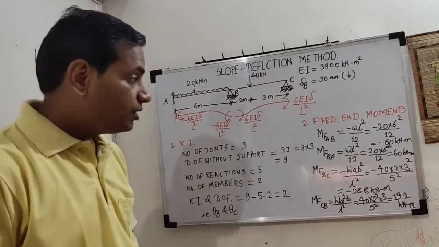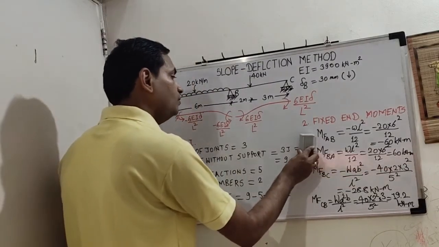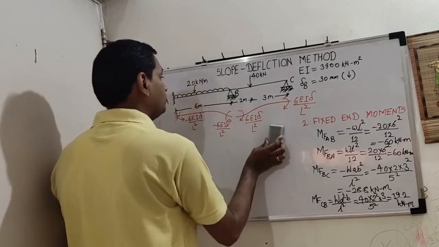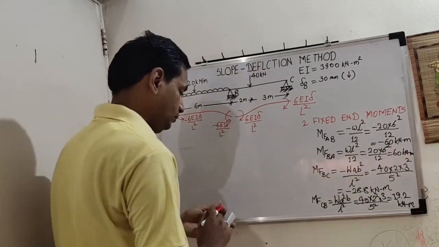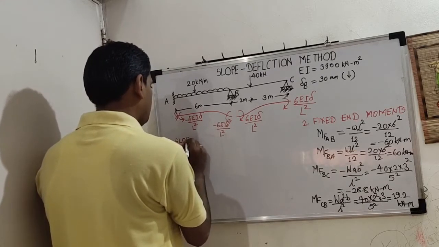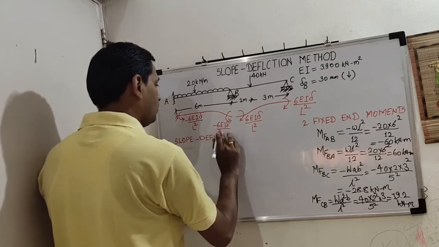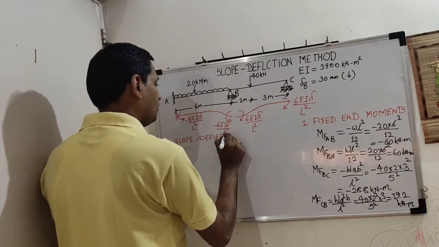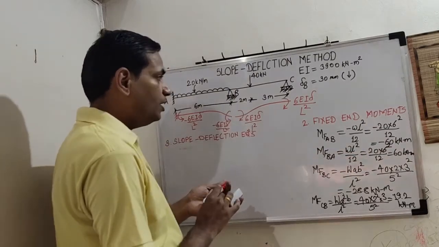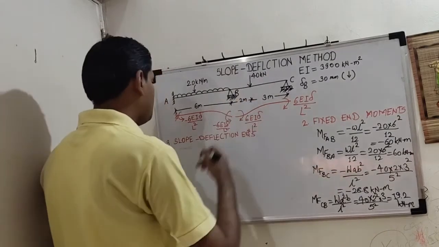Let us go to next step. Step number 3. I will rub this now. Step 3 is slope deflection equations. We already know these equations from the derivation of slope deflection.